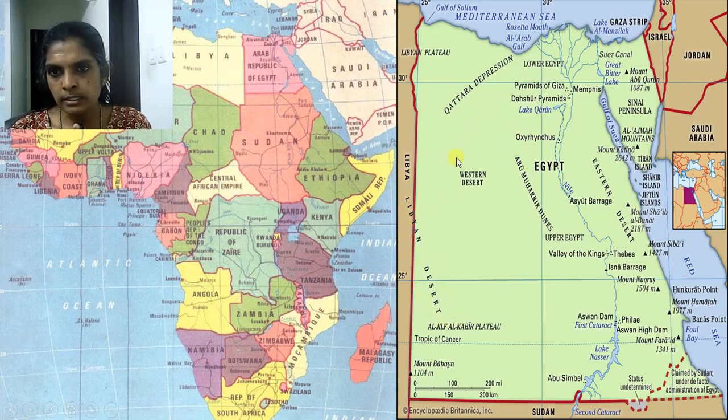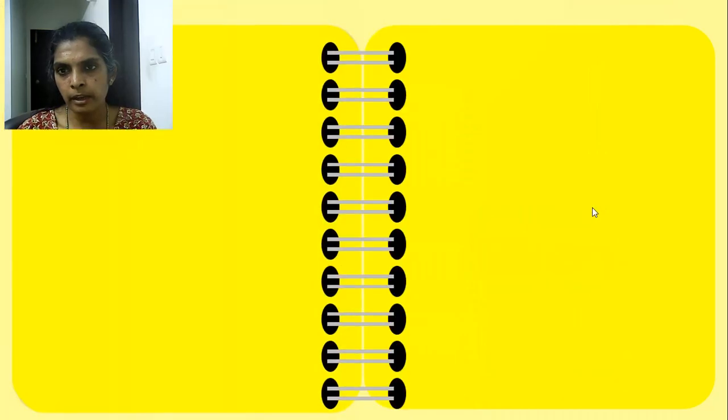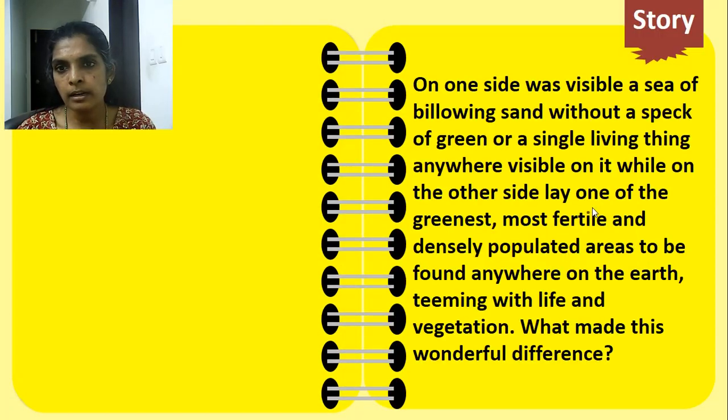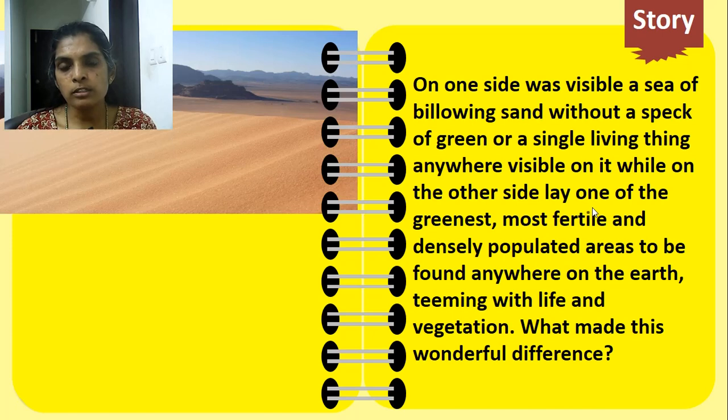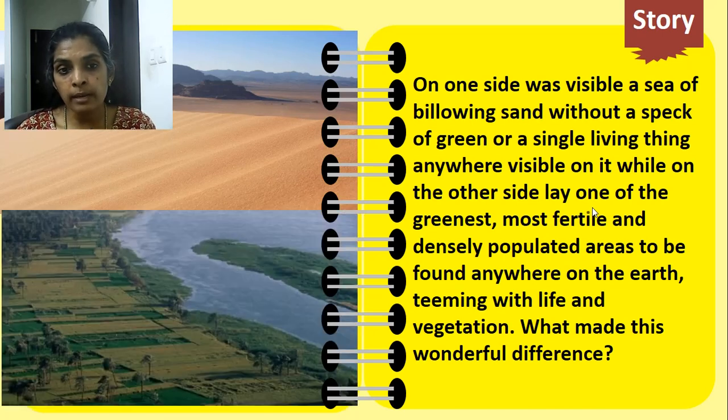So this side is desert, and because of this Nile valley, here you can see civilization on the banks of the river. There is beautiful greenery. So that is what the author is telling. There is a sharp contrast between the desert and the green valley, greenery everywhere near the Nile. So he wants to tell us why there is a difference.